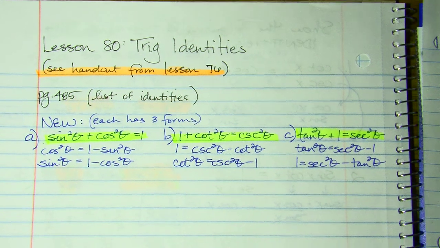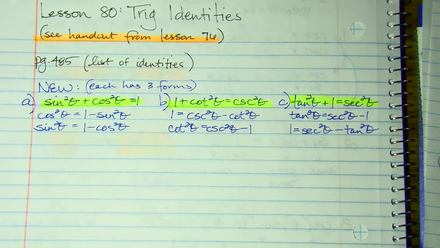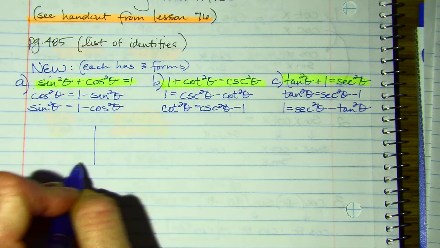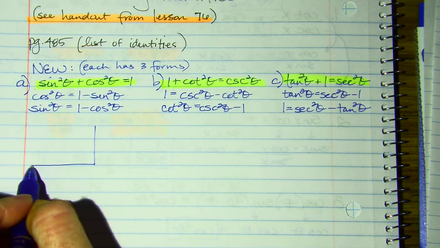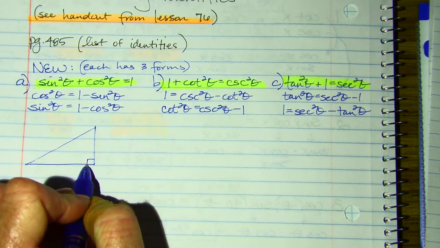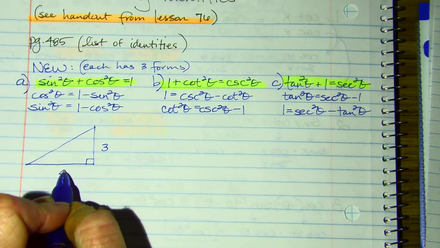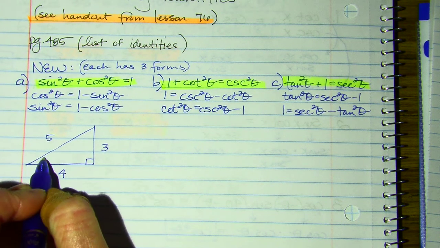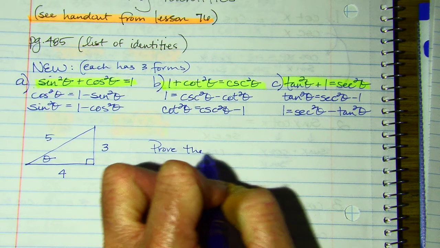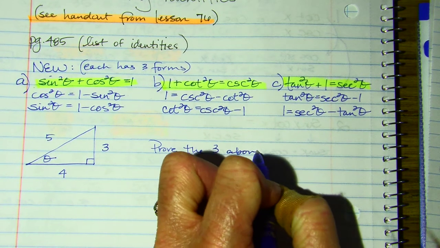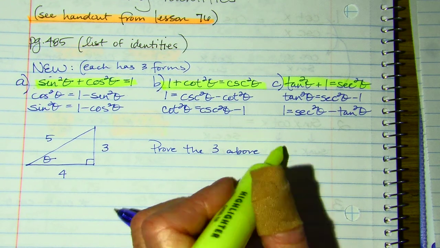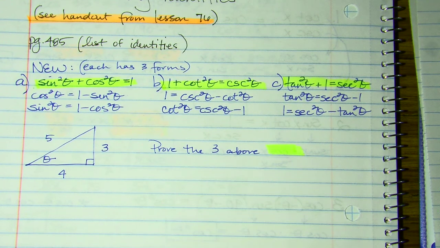Now we're going to prove these 3 that I've highlighted using this triangle. So this is a Pythagorean triple. So if I say this is 3, 4, and 5, and this is theta. So we're going to prove the 3 above that I highlighted in yellow.